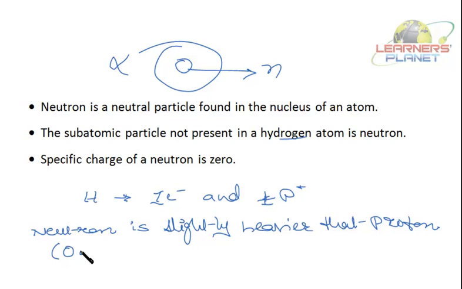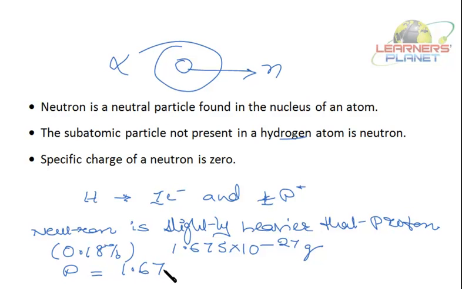That is, it is just 0.18% heavier than proton. Now the mass of neutron was calculated to be 1.675 into 10 to the power minus 27 kg, and the mass of proton is 1.673 into 10 to the power minus 27 kg. This is kg, not grams. So the neutron is slightly heavier than proton, that is, about 0.18% heavier than the proton.